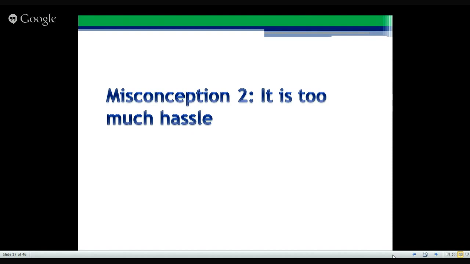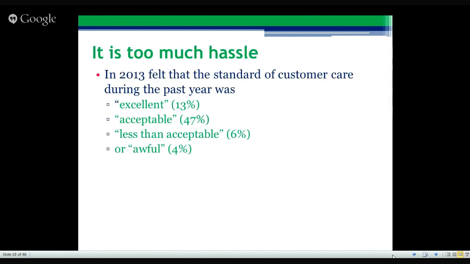So misconception two, it's too much of a hassle. And so what happens with this? In the Consumer Rage Survey in 2013, people rated the standard of customer care during the past year as excellent, only 13%, acceptable, 47%, less than acceptable, 6%, and then awful, 4%. What's interesting is the acceptable part. People think it's acceptable. You don't need excellent customer service. Let me say that again. You should have excellent customer service, especially in this day and age.